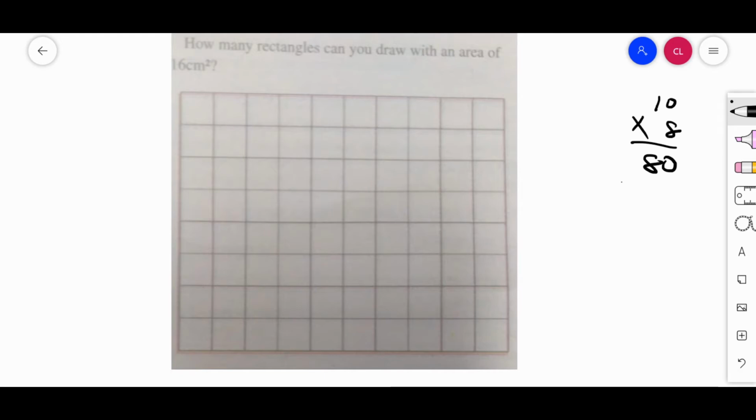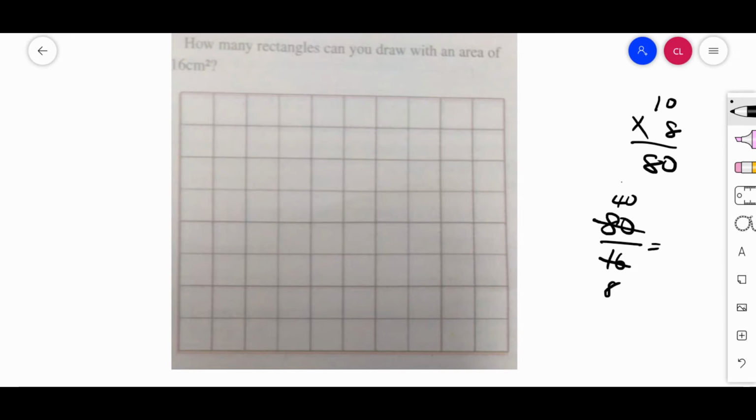centimeters squared in all. So one way of working this out is to say how many times can 16 go into 80. All right, so if we had 80 and we divide it by 16, and this is a fractional approach now, we could look and say both of these numbers are even, so 2 could go into both of them. So 2 could go into 80 40 times, and 2 could go into 16 8 times.